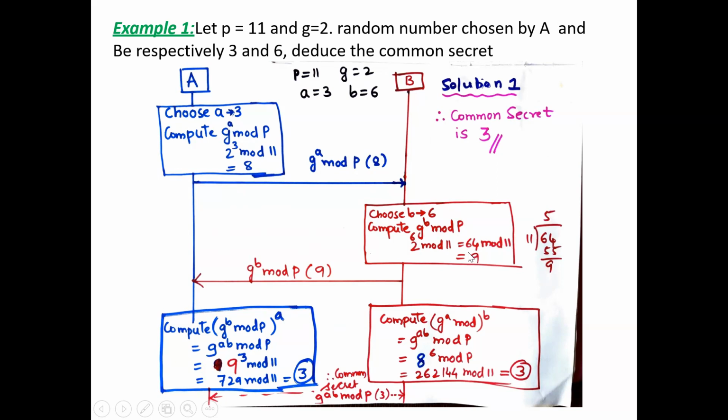Now this partial key value 9 will be sent to the sender. That is, the value of G raised to B mod P, which is 9, is sent to A. Upon receipt of this partial key, G raised to B mod P, A has to raise it to its own random integer, that is 3. G raised to B mod P raised to A can be rewritten as G raised to A into B mod P.